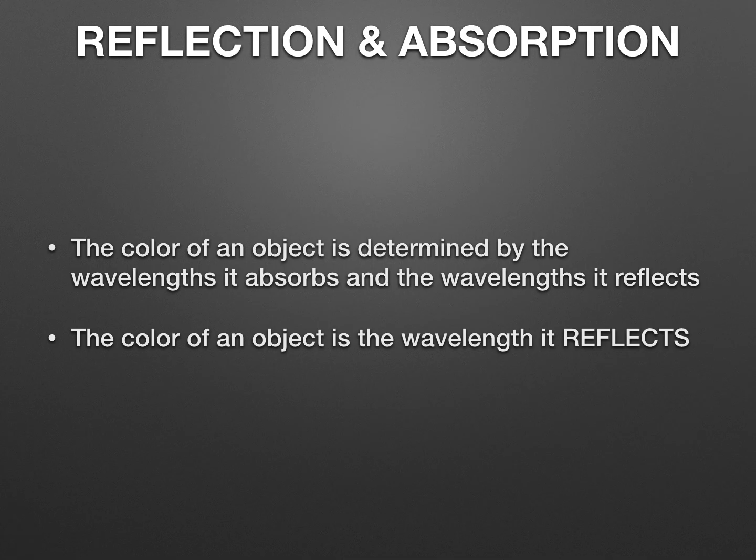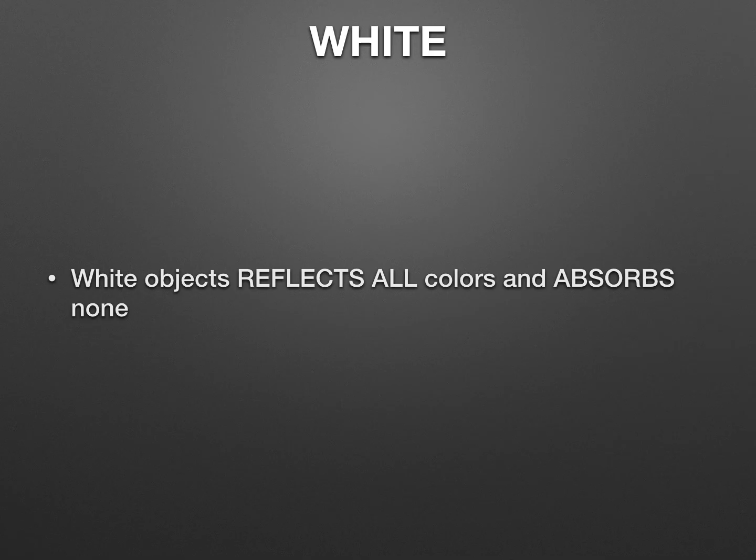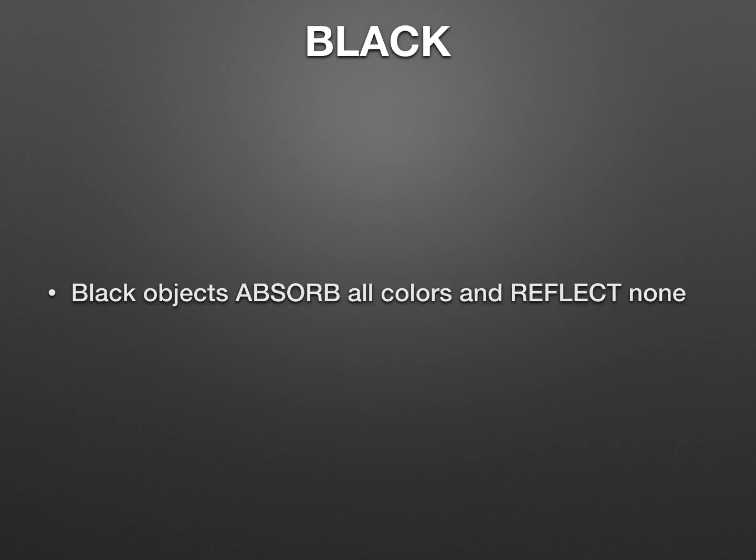There are some exceptions or special cases. White's one of them. White objects reflect all colors and they absorb no colors. So when you see something that's white, when it comes to color, and this is not based on ink, white light is the presence of all color. Black, on the other hand, is the exact opposite. Black absorbs all colors and reflects none. So black is actually the absence of color because it's absorbing everything and reflecting none.